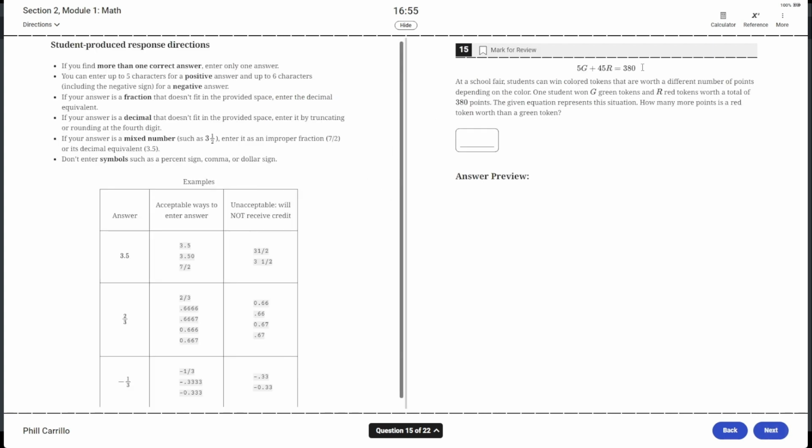5G. Okay, I believe I've seen this before. I remember 5G and 45R. At a school fair, students win points depending on tokens. One student won G green tokens, so I'm guessing this is the amount. G represents the amount of green tokens, and R is red tokens, and this is the total points. So I'm guessing 5 is the point value of a green token, and 45 is the point value of red. How many more points is a red token worth? 40? 45 minus 5? Is it that easy?